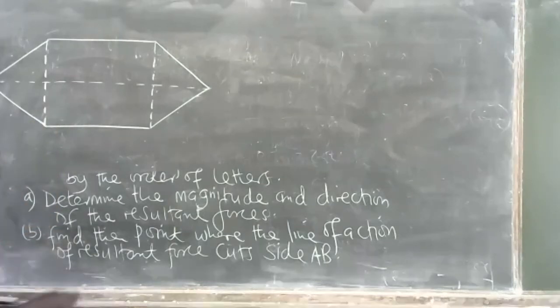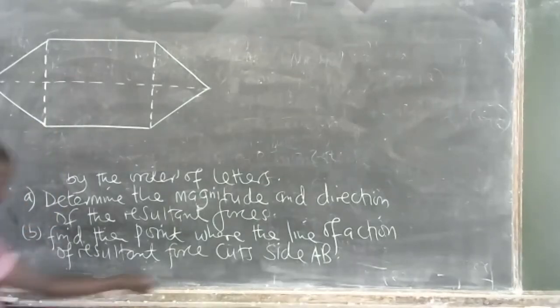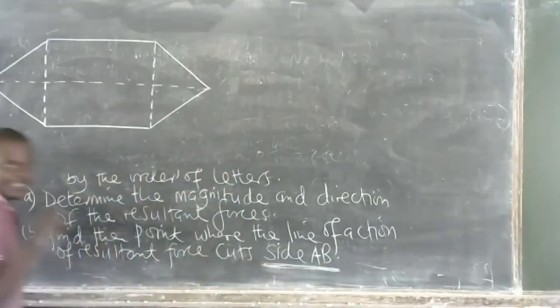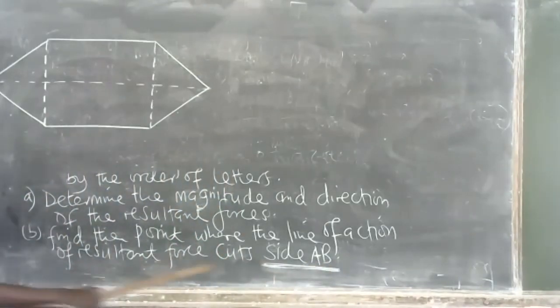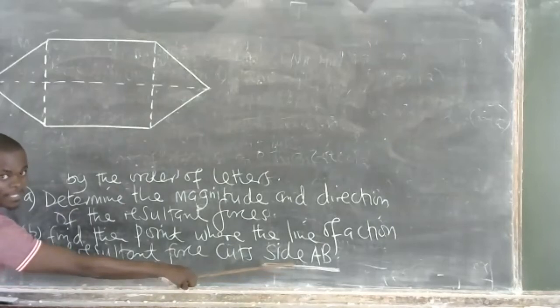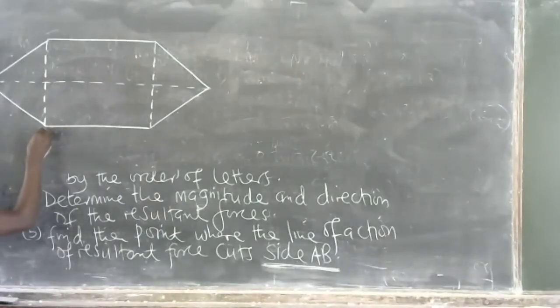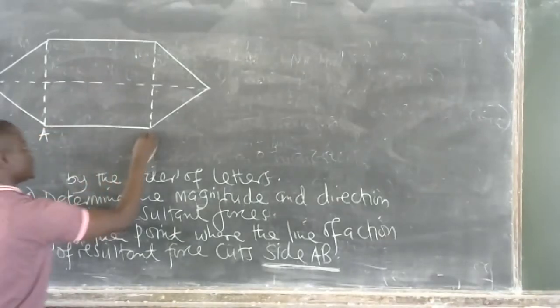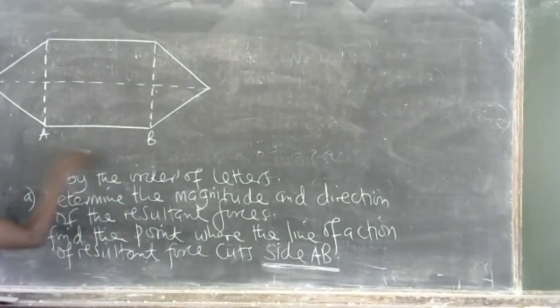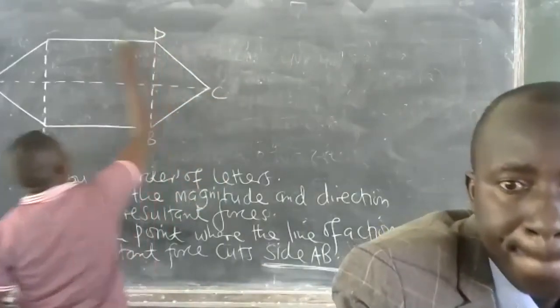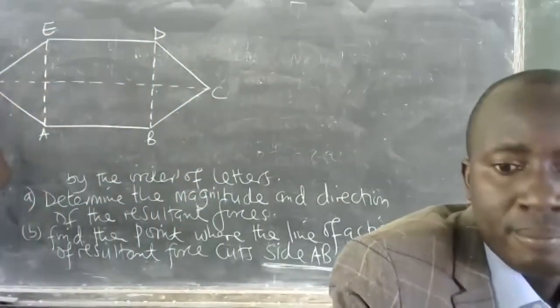Now, before you continue, what is most important is this. Make sure you make side AB the horizontal so that you can know where the line cuts it. They said AB. If it is BC, you put it here. If it is EF, put it there. So ABCD, then E and F.